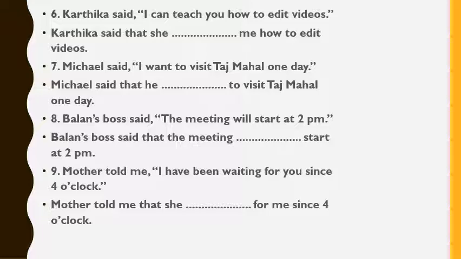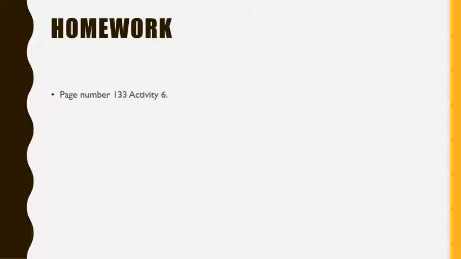Mother told me, "I have been waiting for you since 4 o'clock." Have been becomes had been. Mother told me that she had been waiting for me since 4 o'clock. Page number 133, Activity 6: you can do as homework.